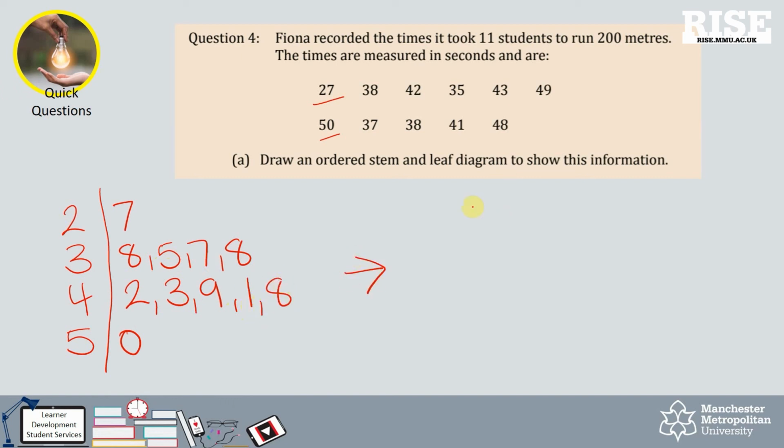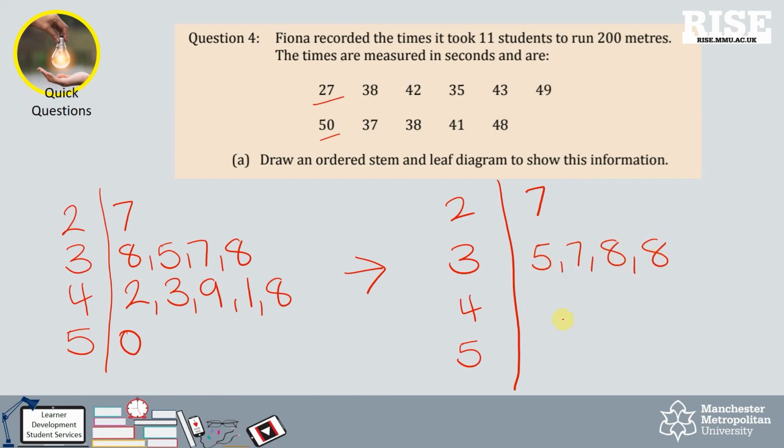And now I'm going to do my ordered version. So it has the same stems, 2, 3, 4, and 5. But this time when I copy them out, I'm going to make sure I put the leaves in order. So I only have a 7. For this one, I'd start with the 5, 7, and then 2 8s. Here I do 1, 2, 3, 8, and 9, and finally the 50. Make sure to put a key so I can say 2 and 7 equals 27 seconds.